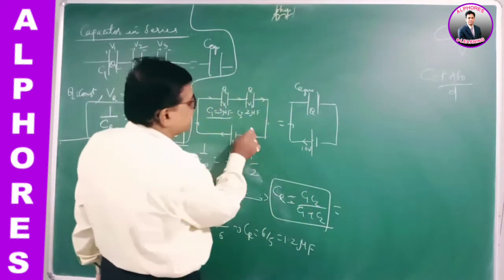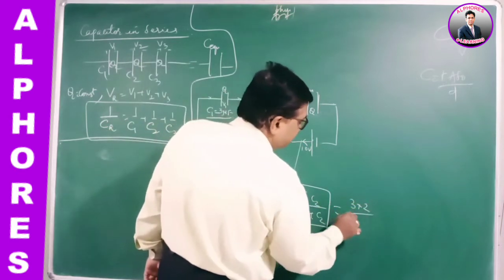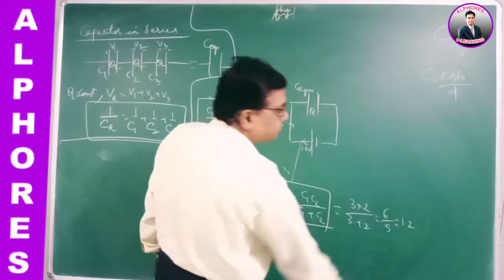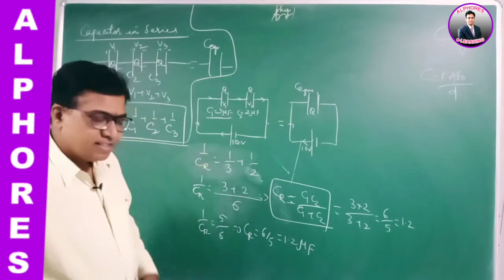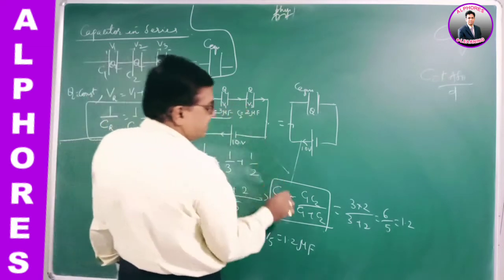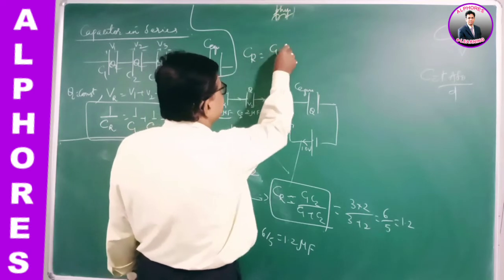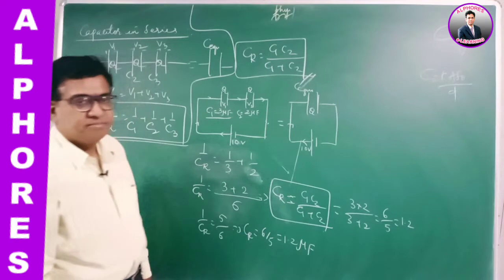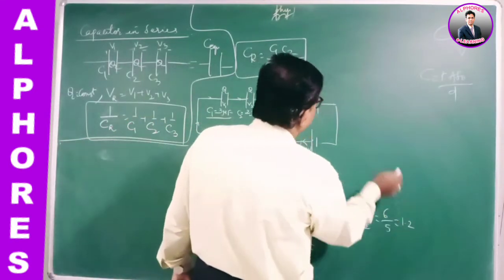You can even get it directly by substituting in this formula also. Right? This is the formula for series combination. Two capacitors in series, then 3 into 2 by 3 plus 2. This is 6 by 5. You get 1.2. You can do it by simplification, or directly substitute in the formula. Whenever two capacitors are in series, the resultant capacity is product by sum. So for two capacitors in series, it is C1 C2 by C1 plus C2. So 3 into 2, 6 by 3 plus 2, 5, 6 by 5, 1.2.